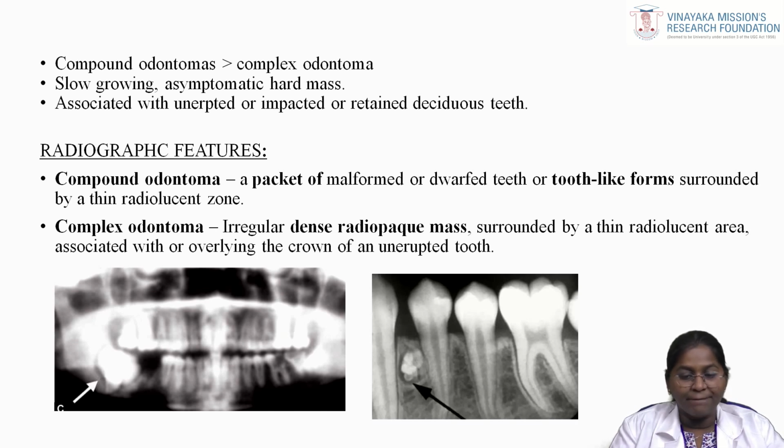Compound odontoma: a packet of malformed or rudimentary tooth-like structures surrounding a thin radiolucent area. So this is the compound odontoma and this is the complex odontoma, where the complex odontoma is an irregular dense radiopaque mass, a single mass, whereas the compound shows multiple tooth-like structures, that is, a packet of malformed teeth can be seen.